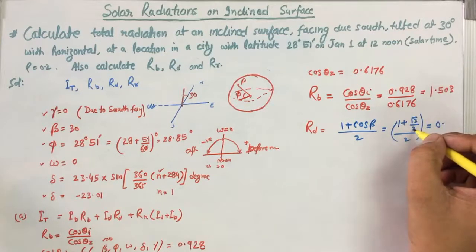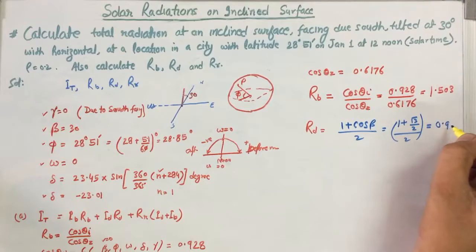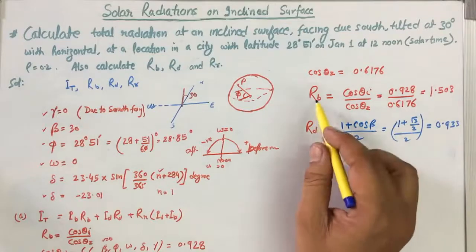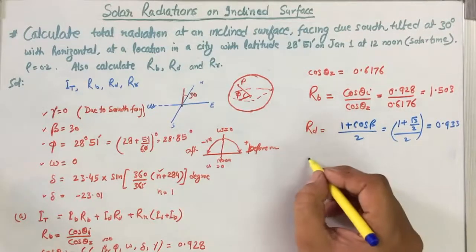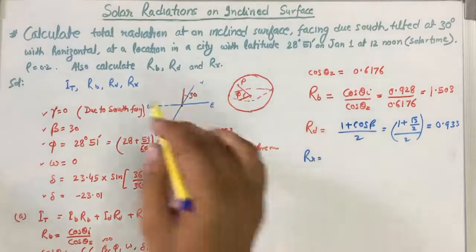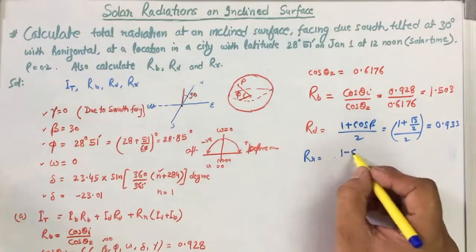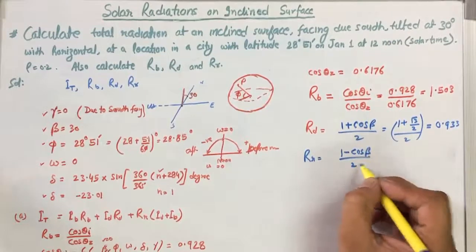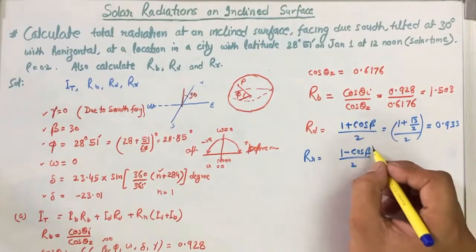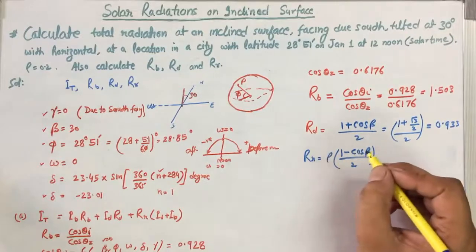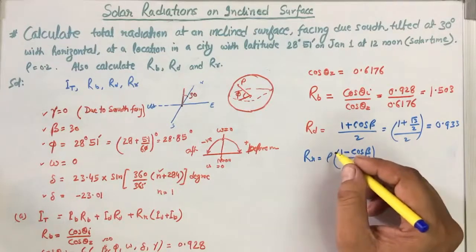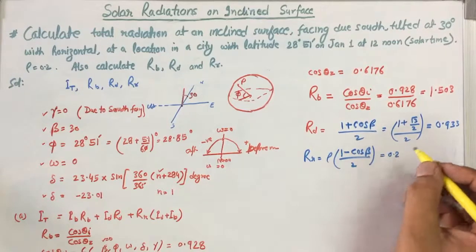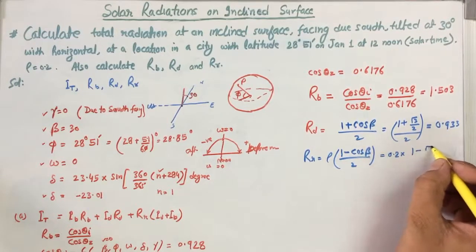It will be 0.8 something. 1.8 divided by 2 will give us 0.933. Okay, so in this way we can find RD. RB is known, RD is known, and the third term that is required is RR. That is nothing but 1/2 (1 minus cos beta) by 2, multiplied with the reflection coefficient. This is given in the problem, so it can be 0.2 times (1 minus root 3/2) divided by 2.